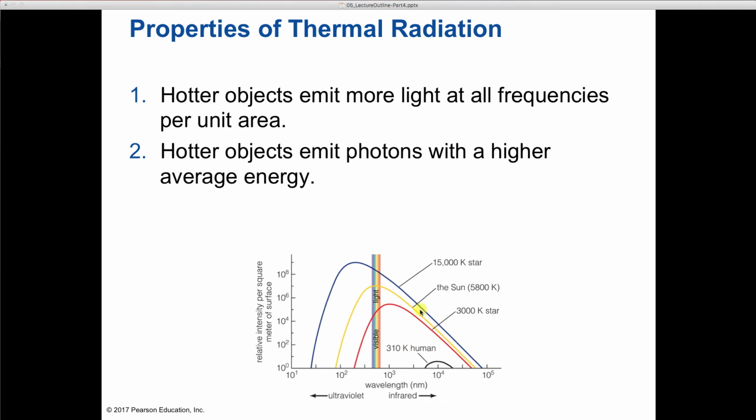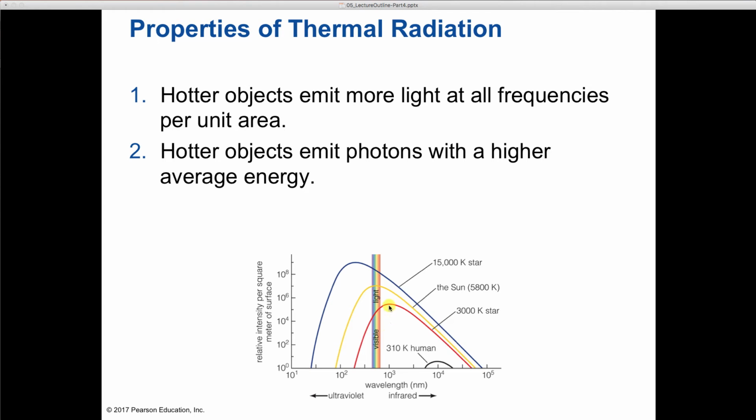As you increase the temperature, a couple things happen. The area under these curves gets bigger. Notice how the area under these curves is getting bigger. And that area is related to the total energy that the star is giving off in all the different wavelengths of light. So the hotter the object is, the more energy it gives off, period. But also, the hotter the object is, the more the brightest color shifts toward the purple, toward the ultraviolet.